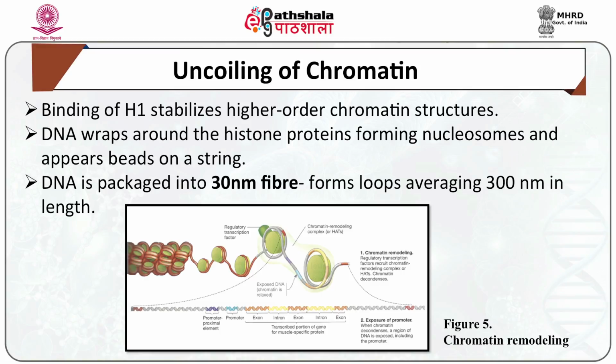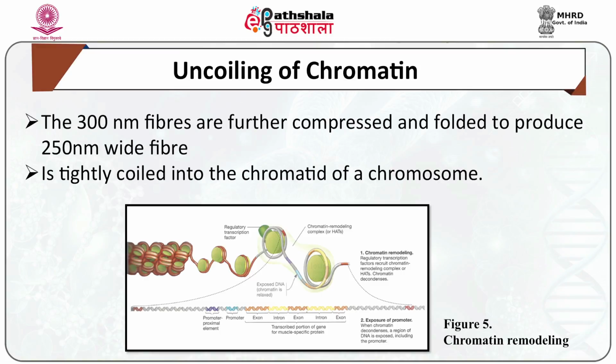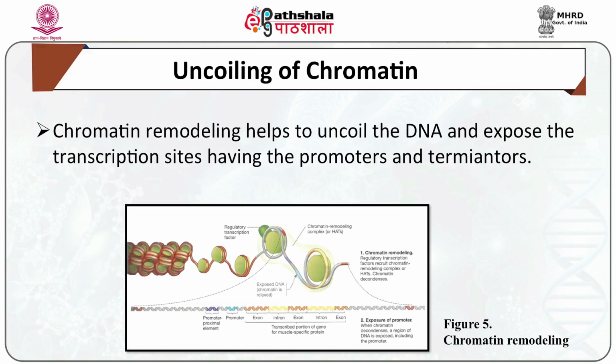First of all, the DNA wraps around the histone protein, forming a nucleosome and giving an appearance of beads on a string. Further, DNA is packaged into a 30 nanometer fiber, which forms loops averaging 300 nanometers in length. The 300 nanometer fibers are further compressed and folded to produce a 250 nanometer wide fiber, which is tightly coiled into the chromatid of the chromosome, as shown in figure 5. The chromatin remodeling helps to uncoil the DNA and expose the transcription sites, having the promoters and the terminators.